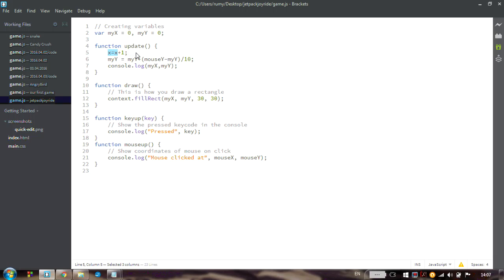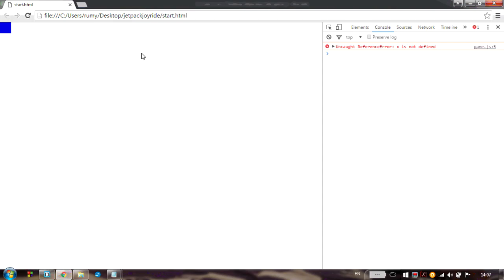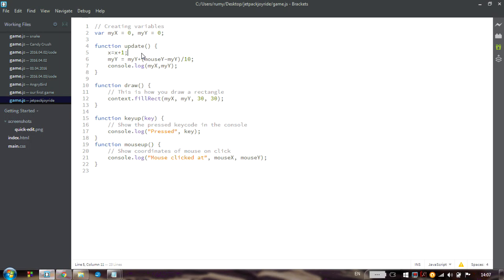Please don't try to use variables that you didn't create. This is going to be one of the most common errors that you make. Writing a variable that isn't created, or perhaps trying to use a created variable but with a small mistake. I have some mistakes in writing my variable. My variable is actually called myX, not x.